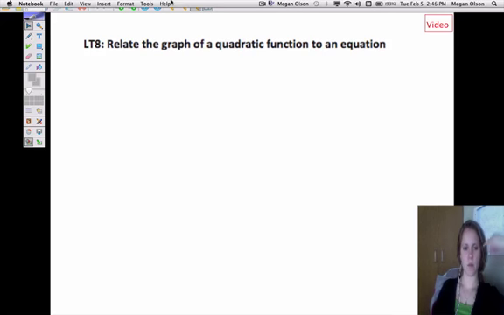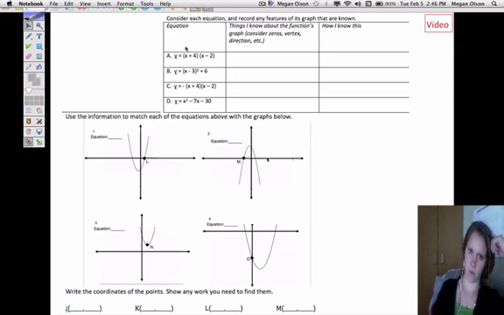All right, so we're ready for the last learning target for our quadratics unit, looking at parabolas and quadratic formulas and their functions and roots and vertex and all that good stuff. So today we're going to relate the graph of a quadratic function to the equation. In your notebooks, everything I write down you write down, remember.